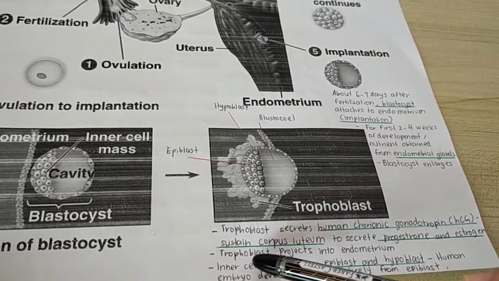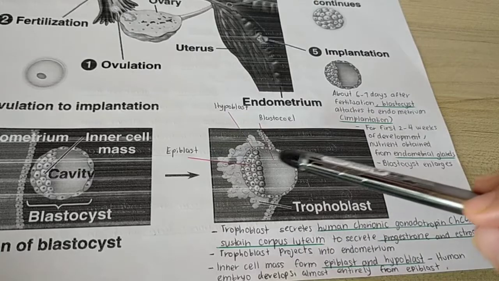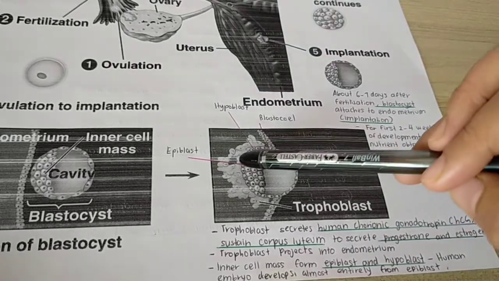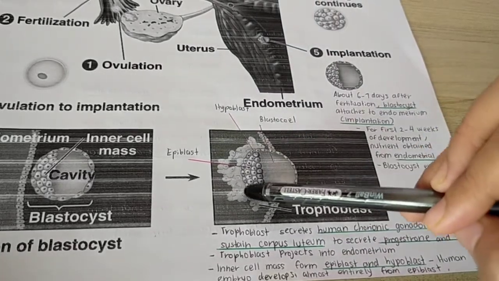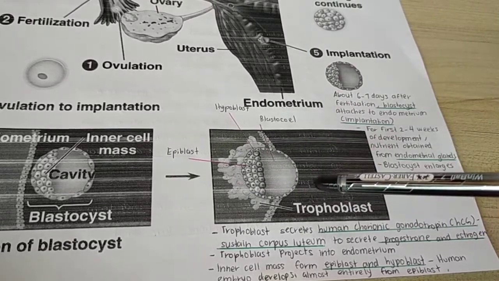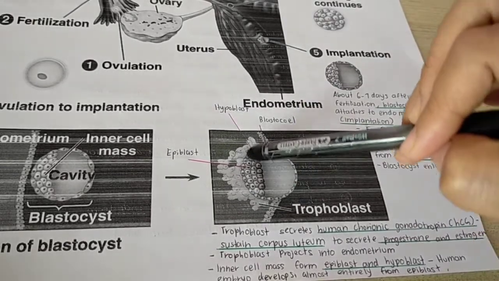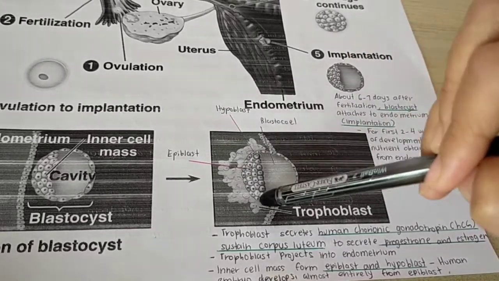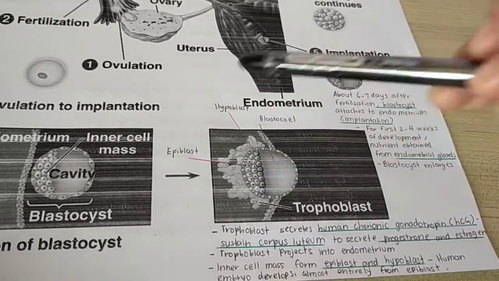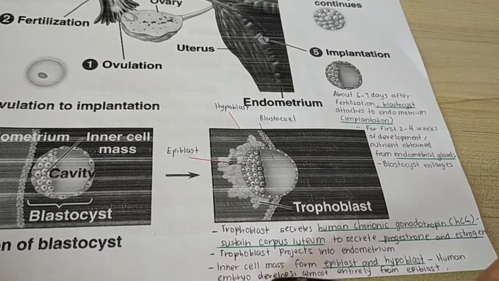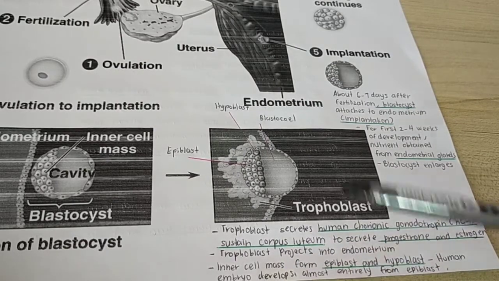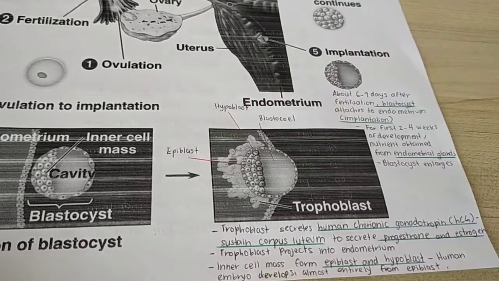the trophoblast. So the trophoblast projects into the endometrium, and the inner cell mass here will form the epiblast and hypoblast. The upper part of the structure here we call the hypoblast, and the lower part we call the epiblast. The human embryo develops almost entirely from the epiblast.